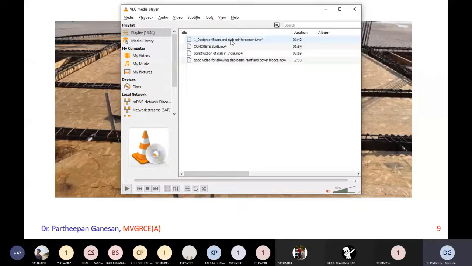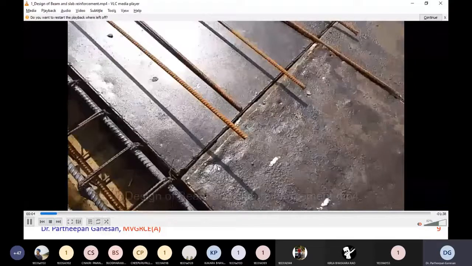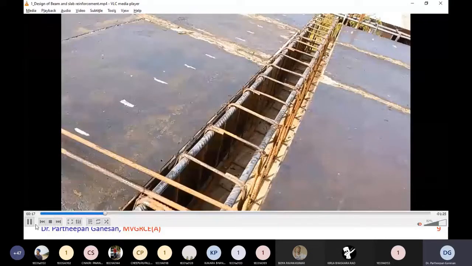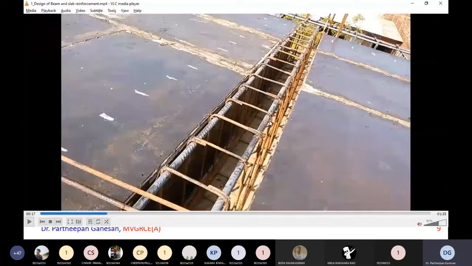Are you able to see the video? Yes, sir. Okay, here, this is the beam. This is the top reinforcement, and this has some depth. At the bottom there is reinforcement. These are all called stirrups or links.